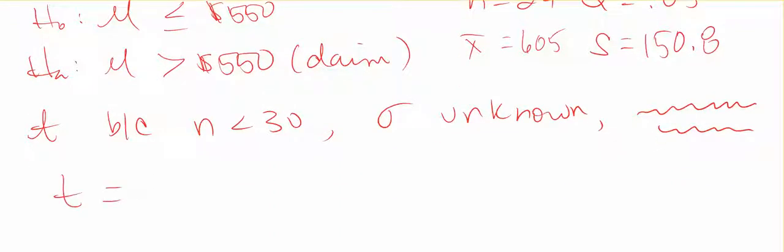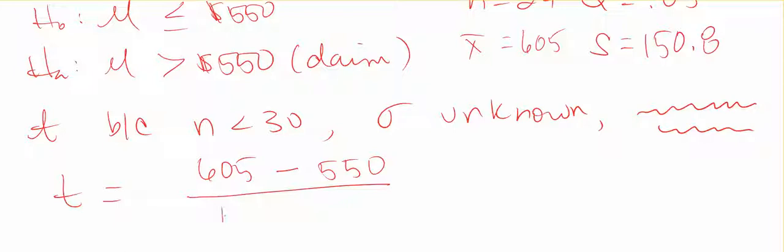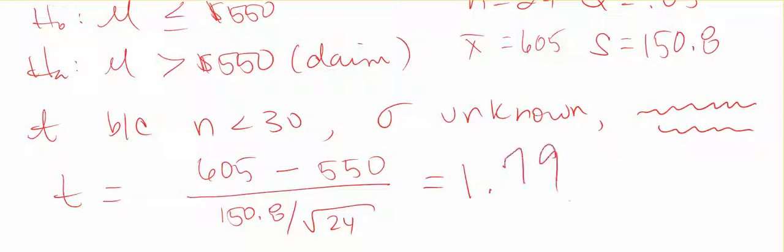T is the mean from the sample, subtract the mean of the population, divided by the standard deviation divided by the square root of n. So let's get our T value. Okay, so my T value, I got 1.79-ish. The degrees of freedom that go with this problem are 23.